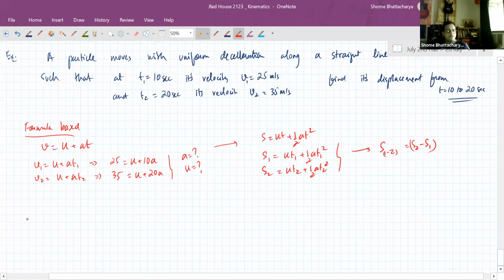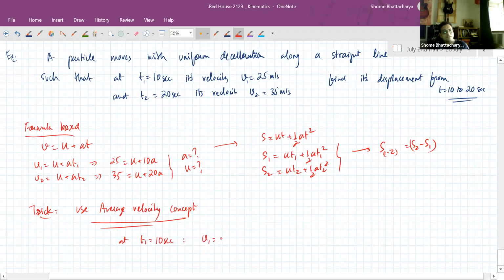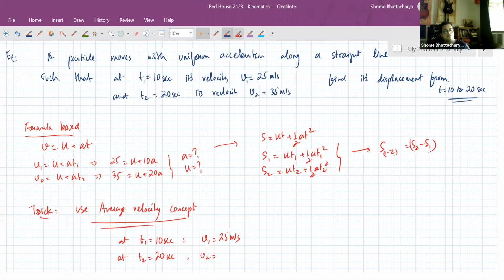So very lengthy process, as you can see. Okay. But if I go by the trick, use the average velocity concept, you can see how this question can be done in one line. At t1 equal to 10 seconds, my v1 is given to me as 25 meters per second. At t2 equal to 20 seconds, my v2 is given to me, oh sorry, this is a uniform acceleration then, because I've taken 35. So it's a uniformly accelerated motion. Anyhow, it will work if it were a deceleration also, as long as it's uniform.